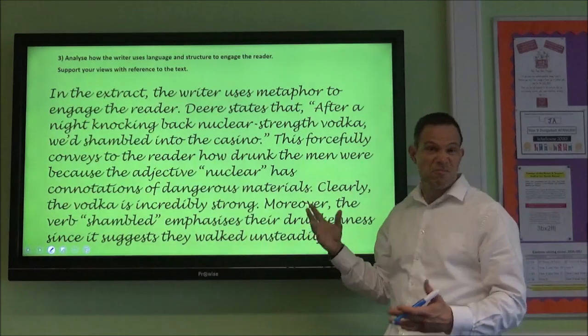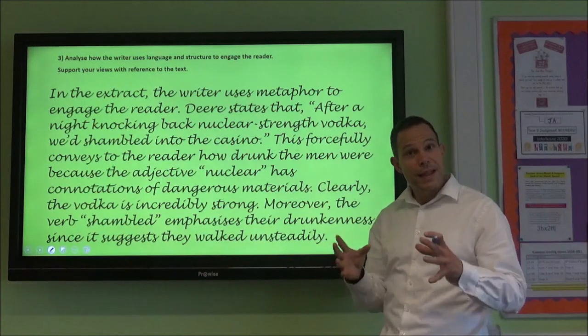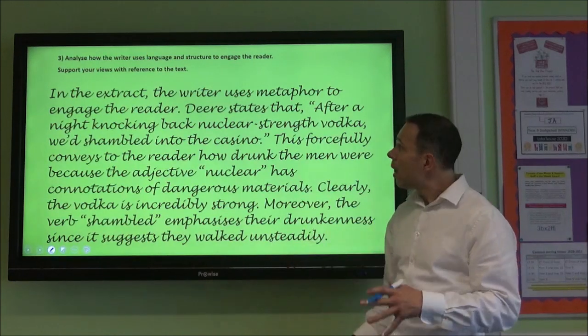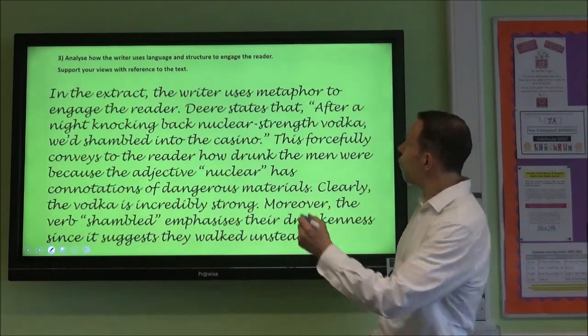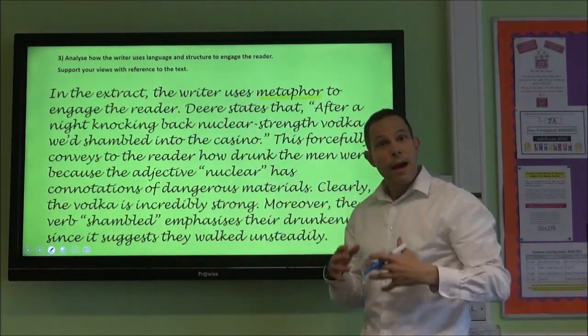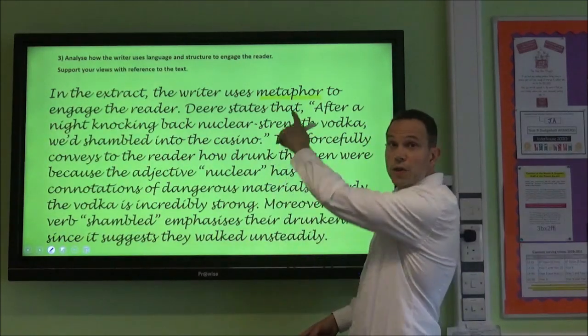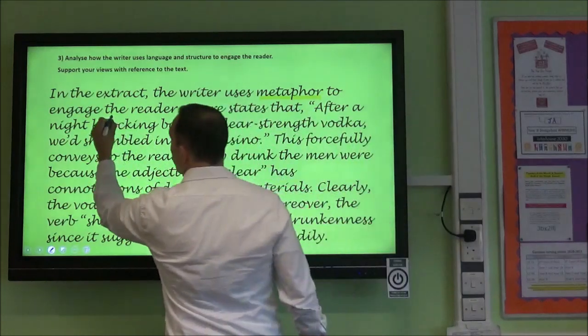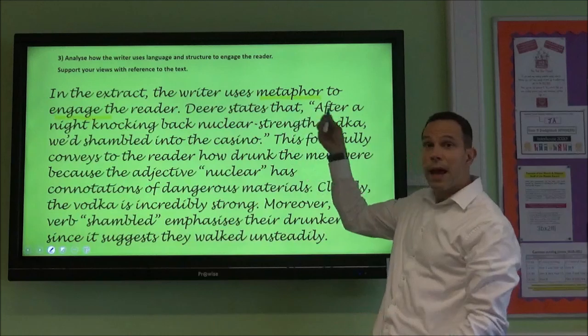So there's what I would argue is a level 8 to 9 paragraph. Let's break it down now, chunk it down, see why it is so effective. Well, first of all, I've cited the language technique that I'm analysing here. I've also related to the question, because I'm talking about how it engages a reader. You'll notice here I've embedded the evidence.